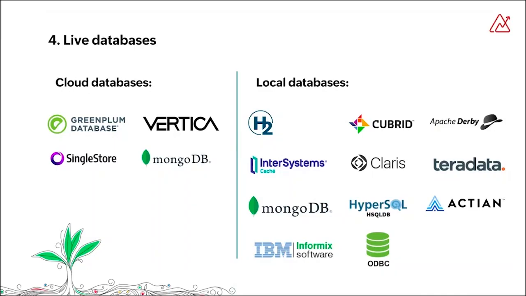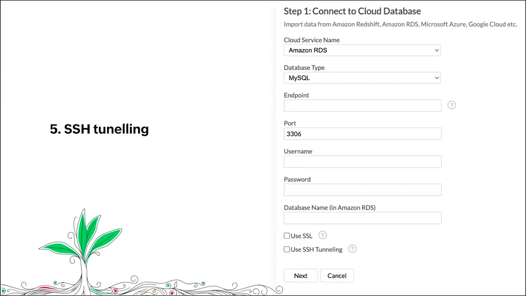So we now support Live Connect with these databases in addition to those that we already support. So as for cloud databases, we have Greenplum database, Vertica, MongoDB, as well as Single Store. And we support more than 10 local databases with which we've set up Live Connects. So not only have we gotten new databases, but we've also established a more secure network connection for your local and cloud databases using SSH tunneling. So you can see it highlighted over here in the screenshot.